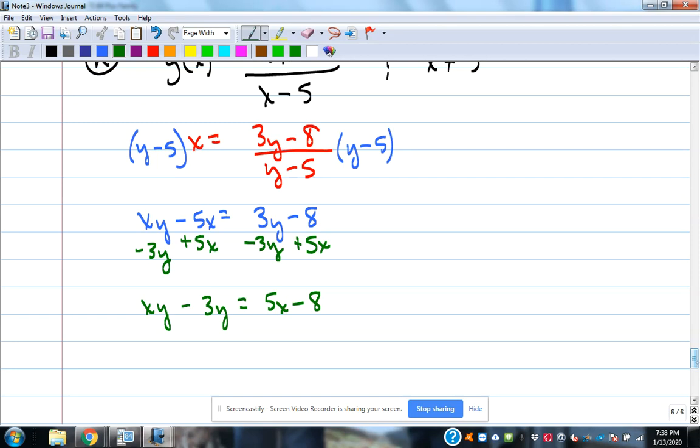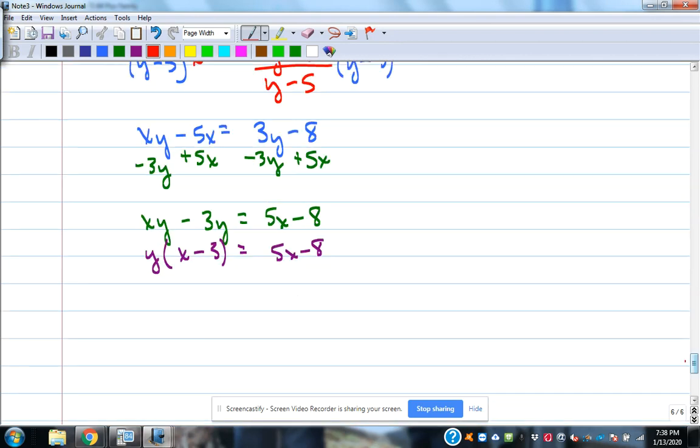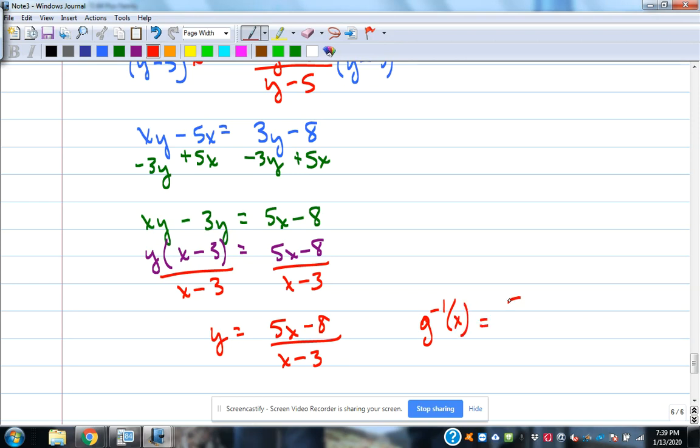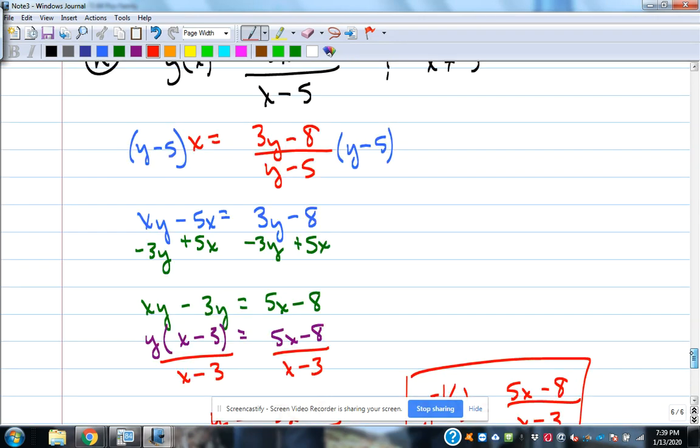All right. So what do I do after that? This is the clever step. GCF y, x minus 3. Last step. Divide by that x minus 3. 5x minus 8 over x minus 3, and put it in function notation. g inverse of x equals 5x minus 8 over x minus 3. I do think I did use g. Yeah, I did use g.